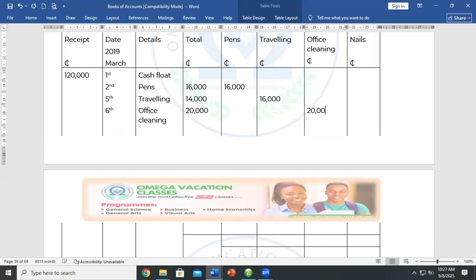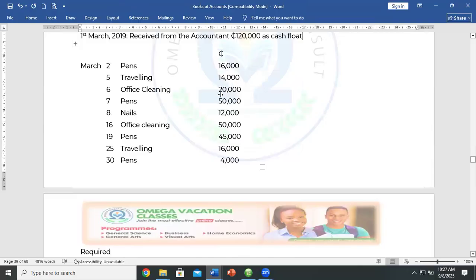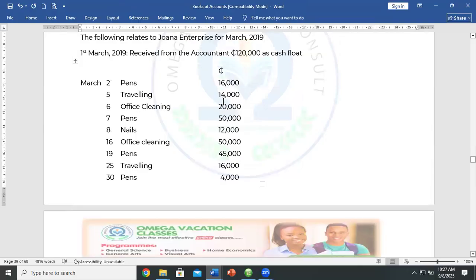Now, professors, as you are spending, you have to check the balance. Look at it. We have 120,000. We have spent 16, 14, and 20. That is a total of 50,000, right? So if we subtract, we have 70,000 to spend, which can cover the next expense. That's on the 7th, pens. So we go on and spend.